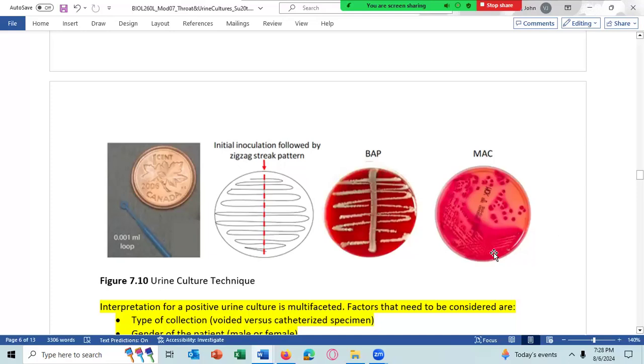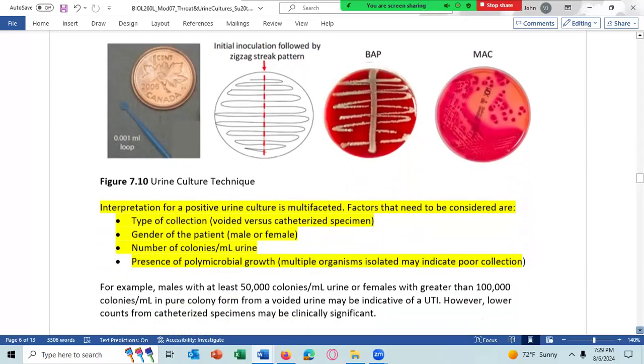We grow it on MacConkey's or EMB because most UTIs will be from the family Enterobacteriaceae, which will grow on the MacConkey's or EMB. But there are some gram-positives which will not grow on MacConkey's, which cause UTIs, and so that's why we grow it on blood agar or BAP plates.